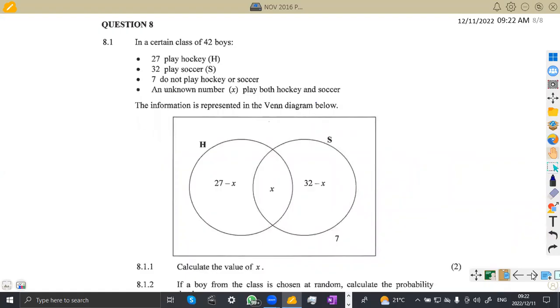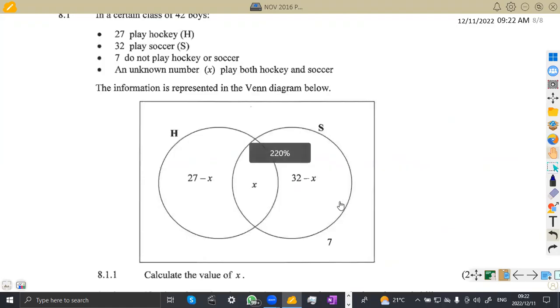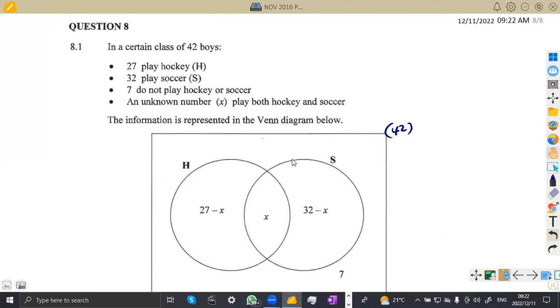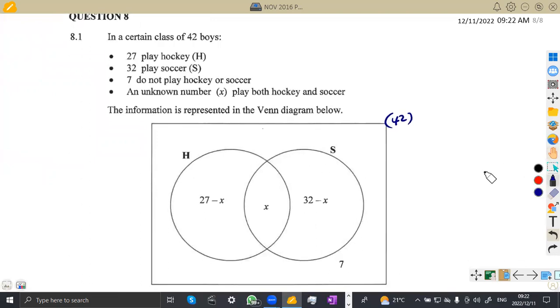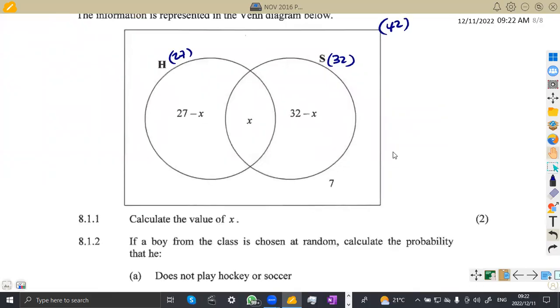On question 8, in a certain class of 42 boys, so there are 42 boys in this class. So that's the sample space here. It's equivalent to 42, everything that we have. And we are given that 27 play hockey, 32 play soccer, then 7 do not play soccer, which is this one, and an unknown number X play both hockey and soccer. The information is represented in the Venn diagram below. So that was the information. Calculate the value of X.